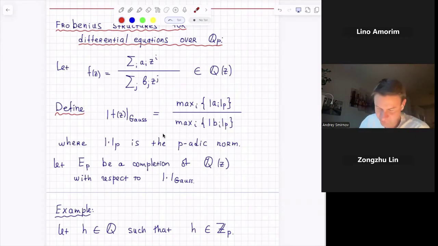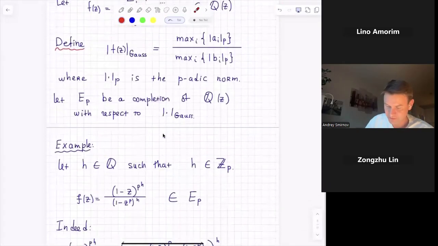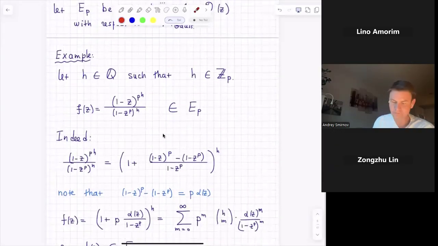So, by definition, elements here can be given by infinite sums of rational functions such that their p-adic norm, so Gauss p-adic norm, is getting smaller and smaller, right? So it's some sums of rational functions which converge in this norm. So, for example, this is a typical example in this story.